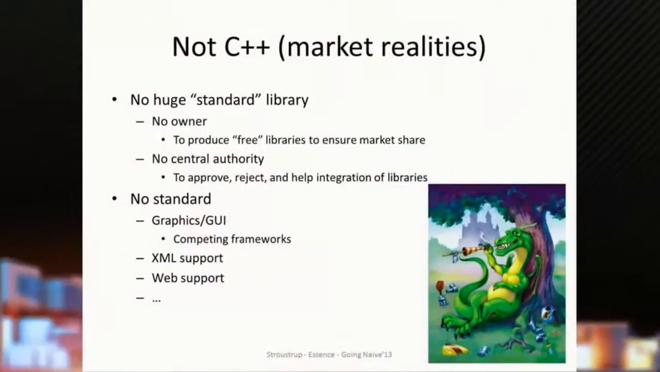And so we have no standard graphics and GUI. We have maybe 25 competing frameworks, which is just as bad as none, roughly. Again, it's unfortunate. We don't have all of these things standard. They exist. You can pick them up. You can use them today. But they are not standard, and we would like to do better than that.